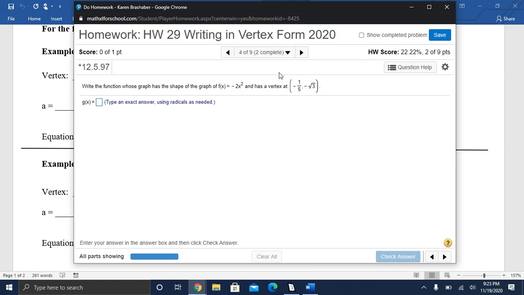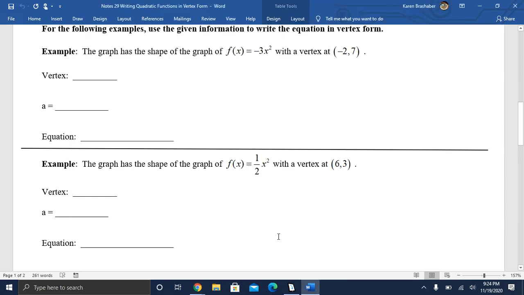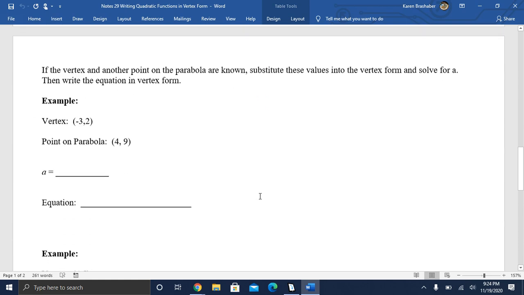Don't be worried about a problem like number 4 that's got kind of strange numbers for your vertex. Here's the A value. Here's the H. You would use the opposite sign. Here's the K. You'd use whatever sign is there. So just work that one the exact same way as you see in your notes and as you would have done in problem 3. And then I'm going to go ahead and take you back to your notes.